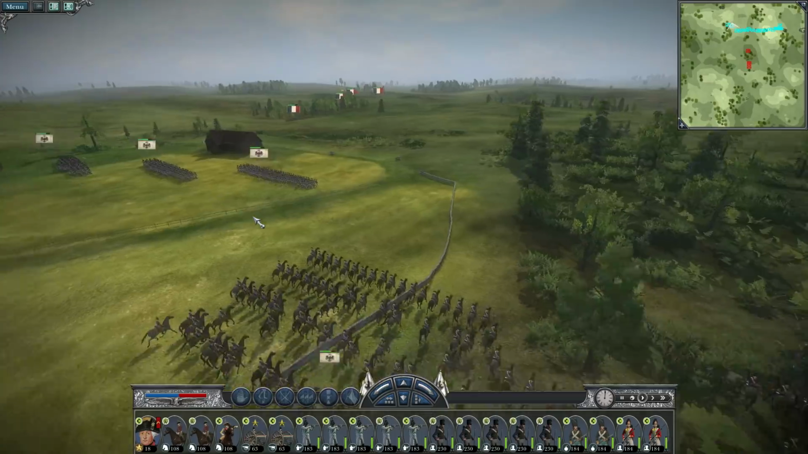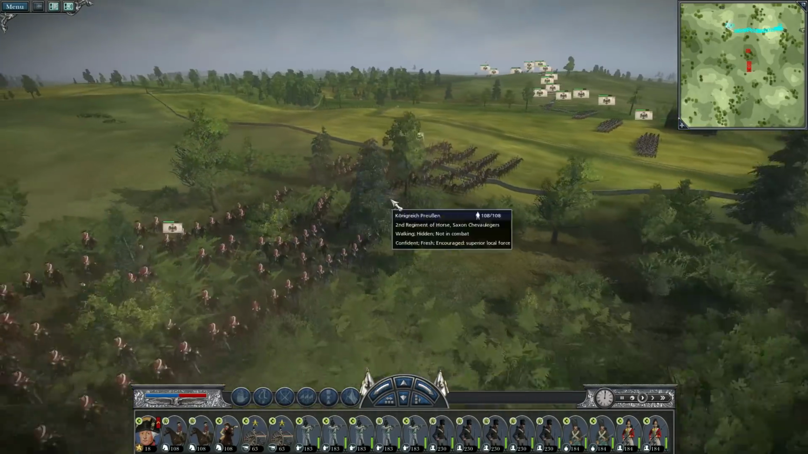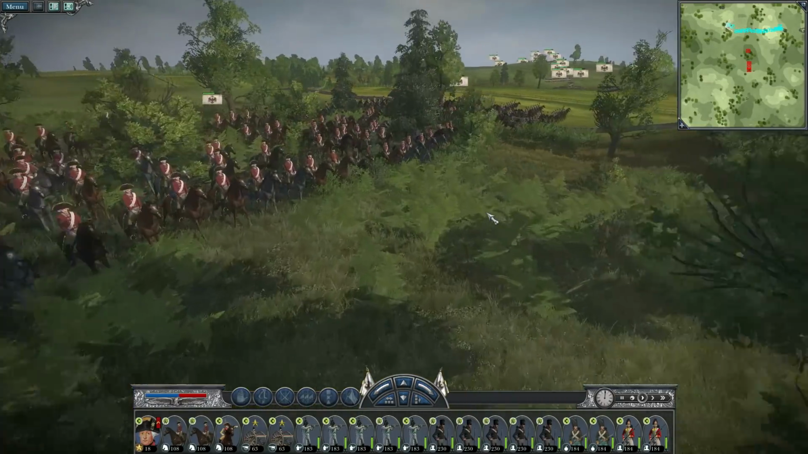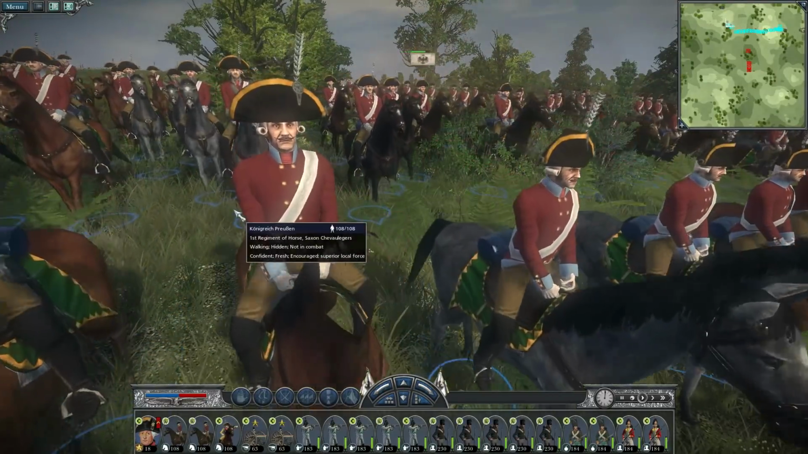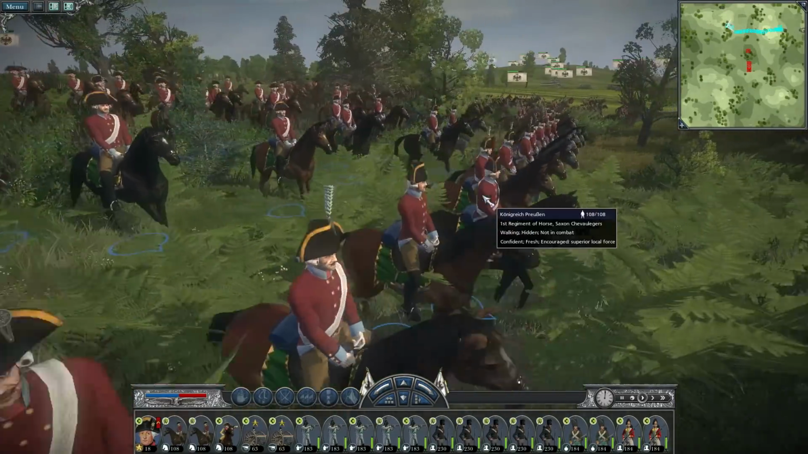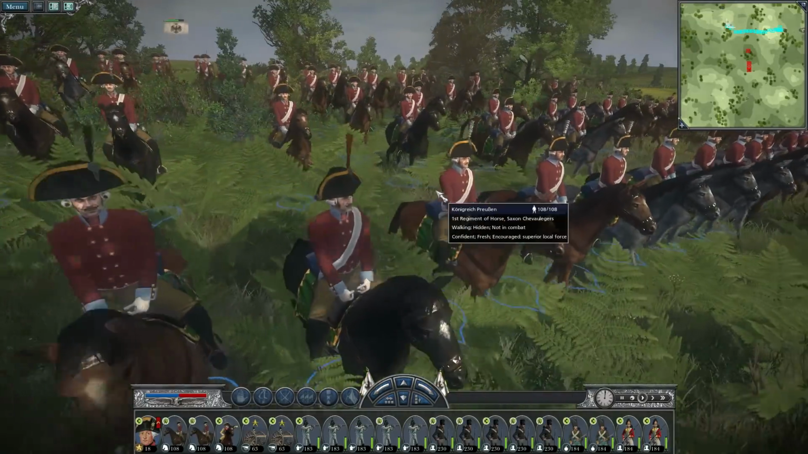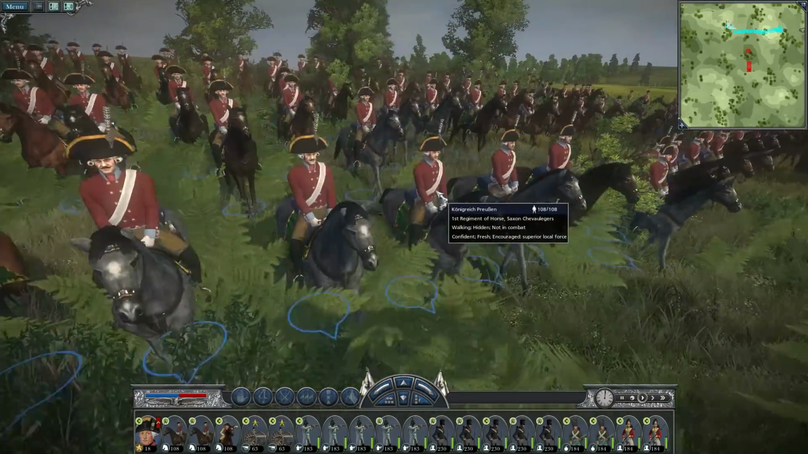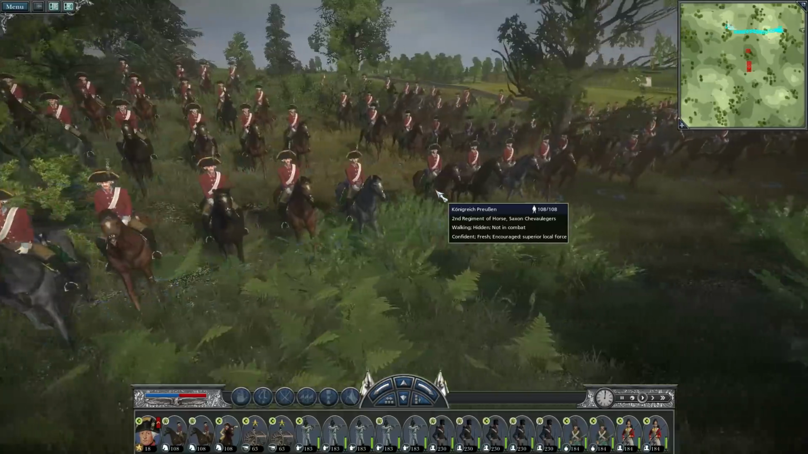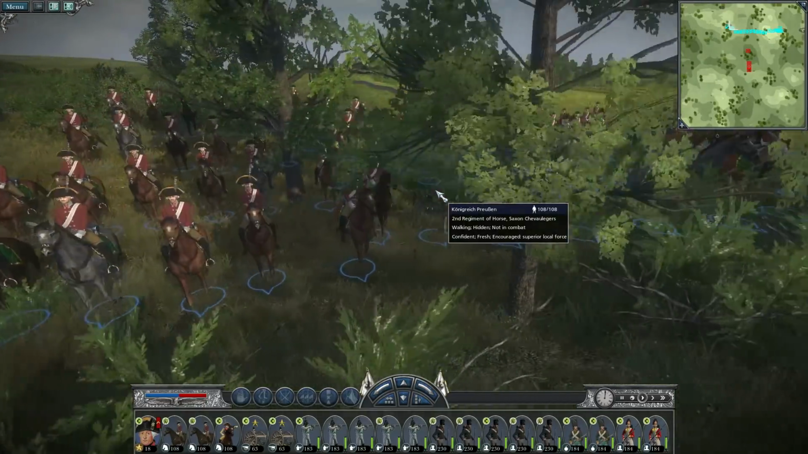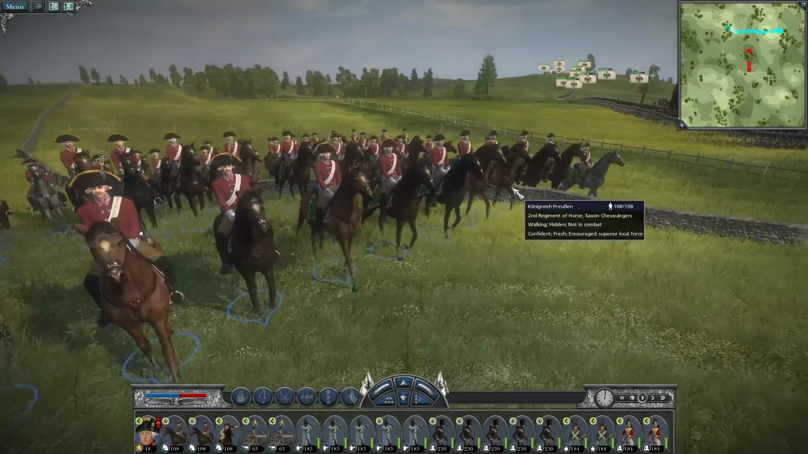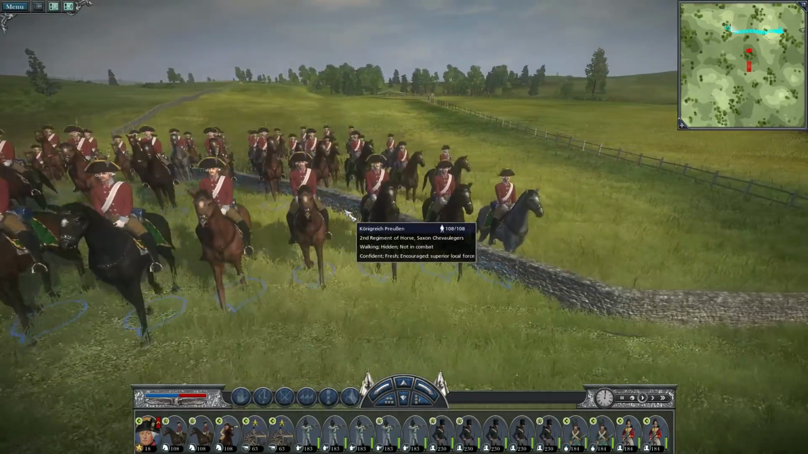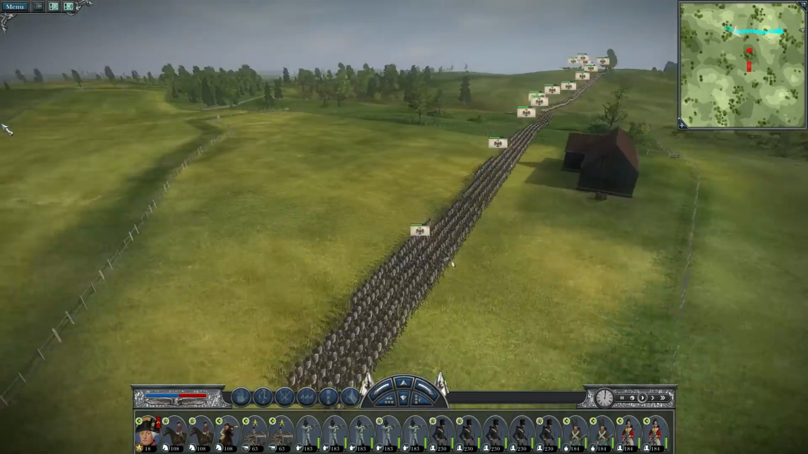So as we move forward here, we can go ahead and take a look at the units, because these are new. We haven't seen the Saxons before, and they have an older style of uniform. Unlike a lot of other troops you see, which have a clear French influence on their uniforms, the Saxons don't. They still have the old style.